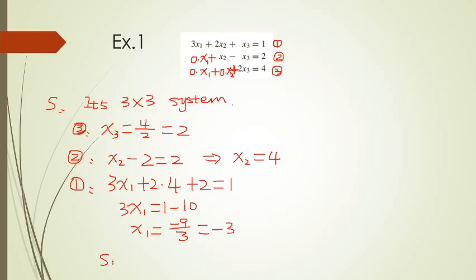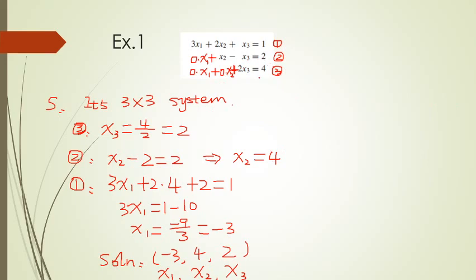So the solution for this 3 by 3 system always goes in the order x1, x2, x3, okay? In this way. So x1 is minus 3, x2 is 4, x3 is 2, right? Of course, the solution will satisfy those 3 equations simultaneously, right?